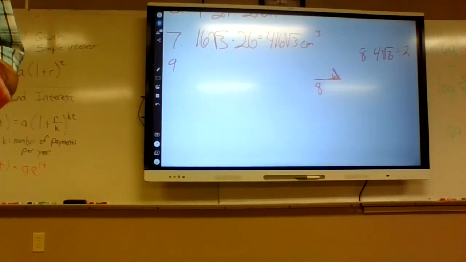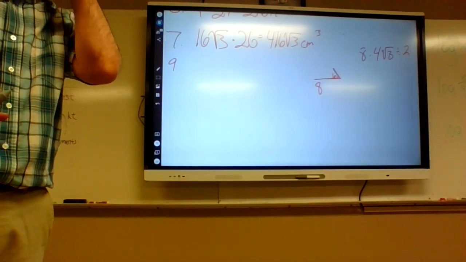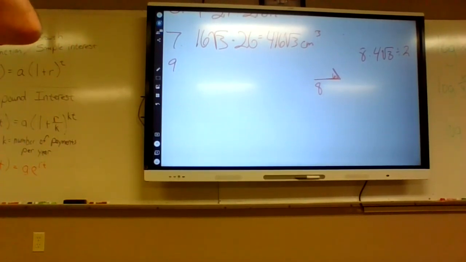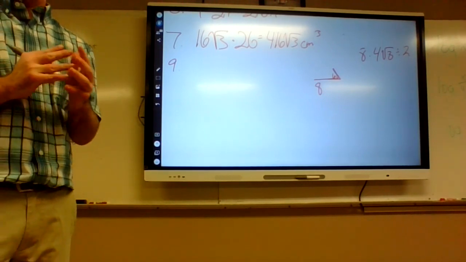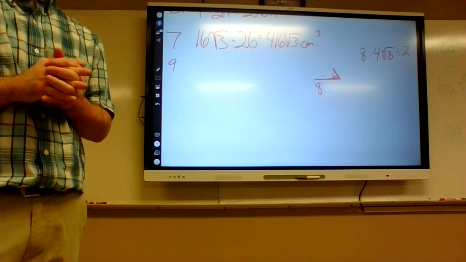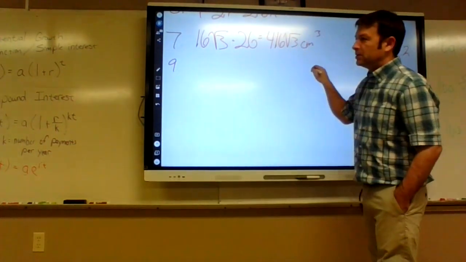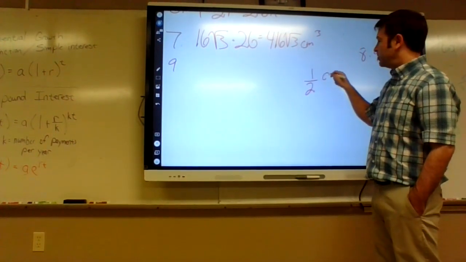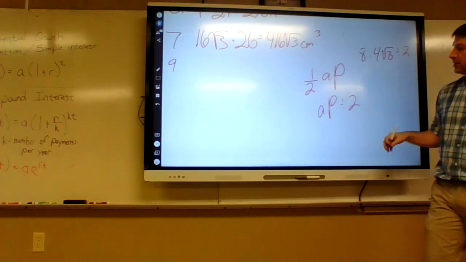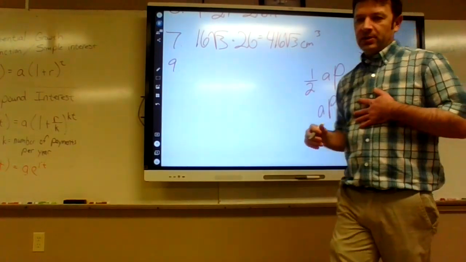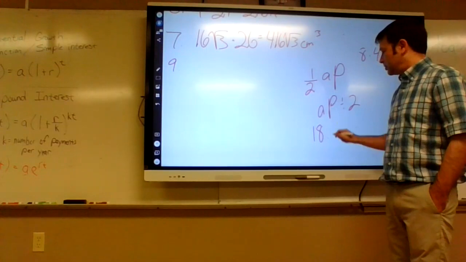Okay, number 9. All right, what's the shape of the base on number 9 called? Count the sides. Somebody already counted it. Octagon is correct. It's got 8 sides. How do we find the area of a regular polygon, like an octagon? One half apothem times perimeter, or you can also do apothem times perimeter divided by 2. So what's the apothem on number 9? 18.1. What's the perimeter?